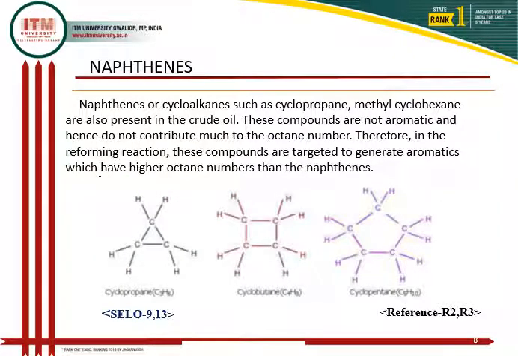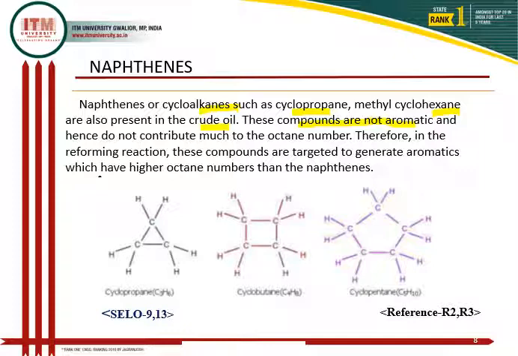The next hydrocarbon is the naphthenes, which is also called cycloalkanes. So various types of cycloalkanes like cyclopropane, this is the 5 ring chain carbon atoms, but it is all single bonded carbon-carbon or carbon-hydrogen atoms that comes in the category of the saturated. Methyl cyclohexane is also present in the crude oil. And these compounds are not aromatic. They are different from the aromatic compound.